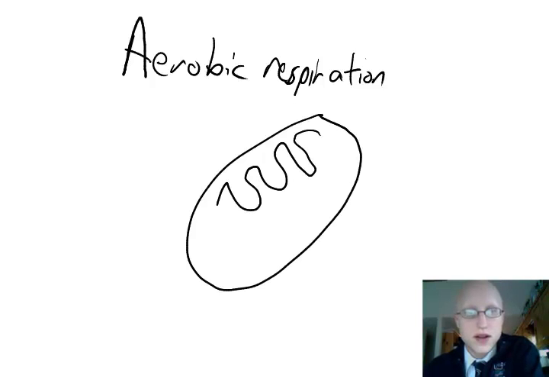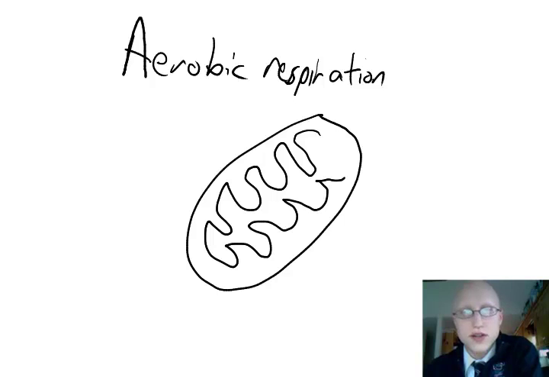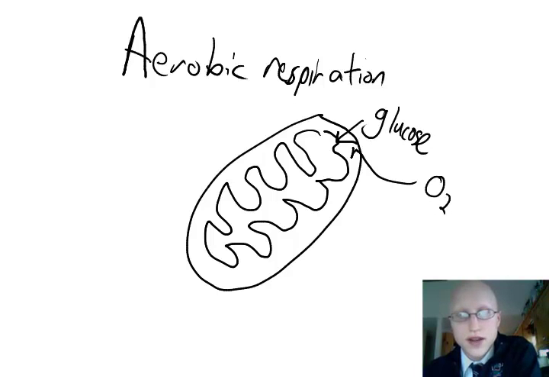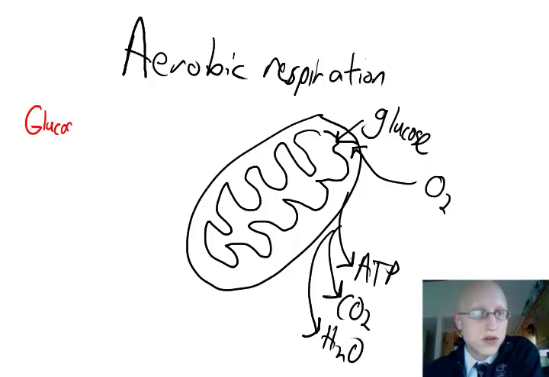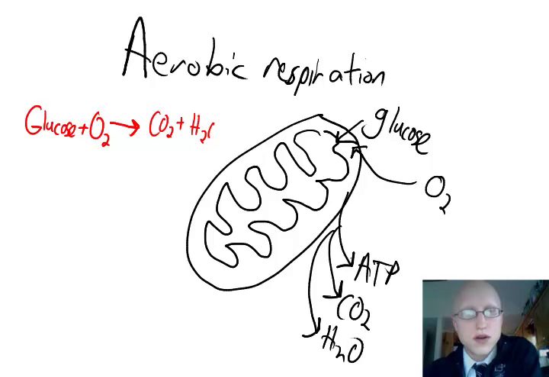You think of the membrane as this folded inner layer of the mitochondria, right there. That is where glucose and oxygen are taken in, and ATP, CO2, and H2O are made. So if we want to write an equation for that, I'll do it in red over here on the left. That would be glucose plus oxygen is made into CO2 plus H2O plus ATP.